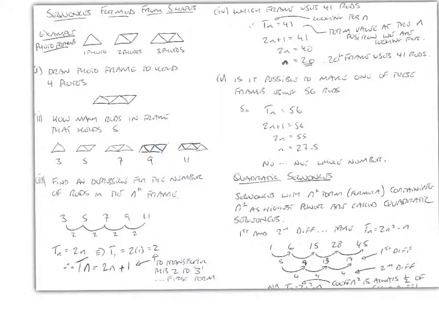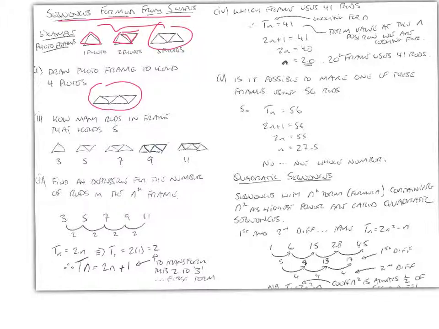Now we look at problems associated with sequences formed from shapes. So we're given a problem here where we have a photo frame with 3 rods, another photo frame that holds 2 photos and has 5 rods, and a third photo frame which holds 3 photos, and that has an amount of rods. Okay, so we're asked to draw the photo frame which would hold 4 photos if we follow this pattern here. And that would look like this.